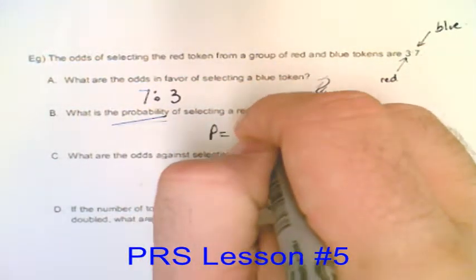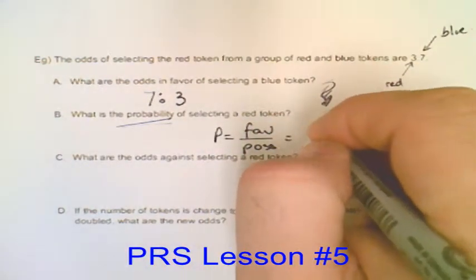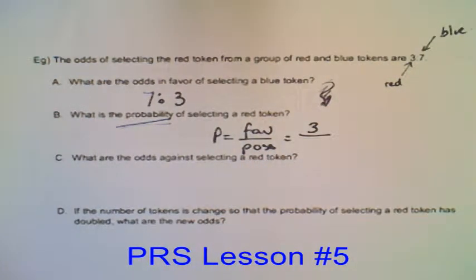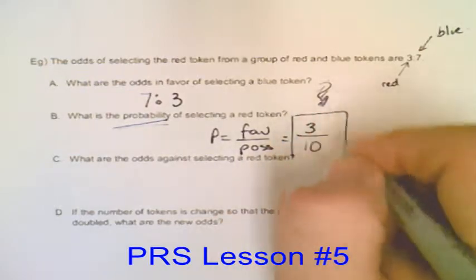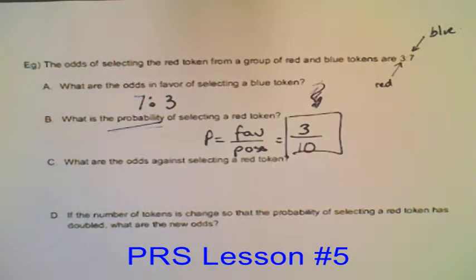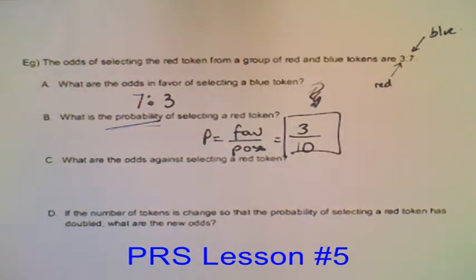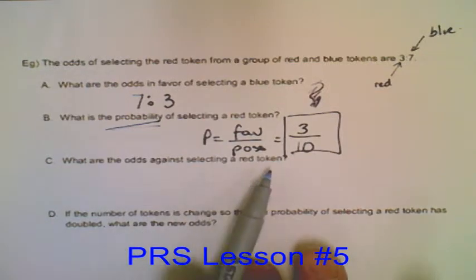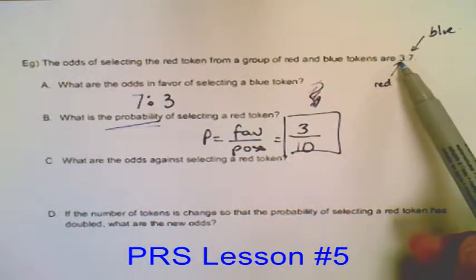Now B, what is the probability of selecting a red token? Well, the probability is favorable over possible. So that word changes everything. Probability is favorable over possible. Favorable, there are 3 red tokens. Possible, how many tokens are there in total? There are 3 red and 7 blue. So there are 10 tokens in total. The probability is 3/10. Okay? The odds and the probability are different. Okay? They are related, but they are different.